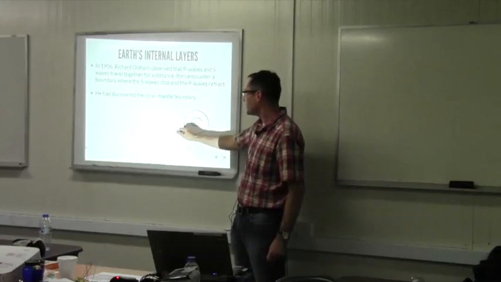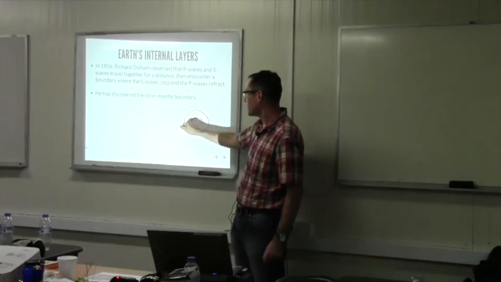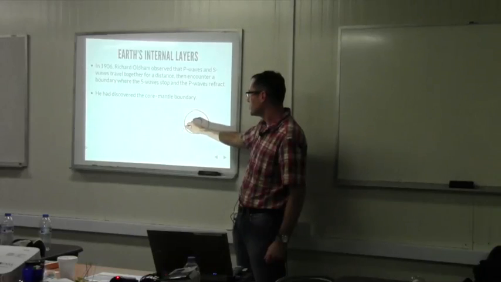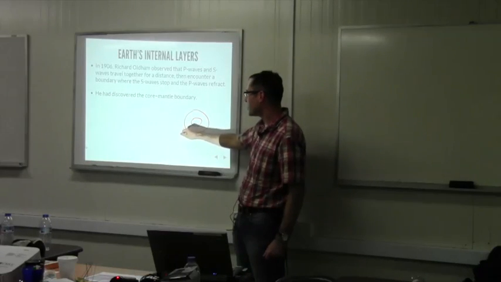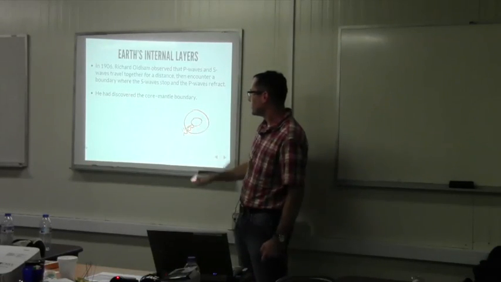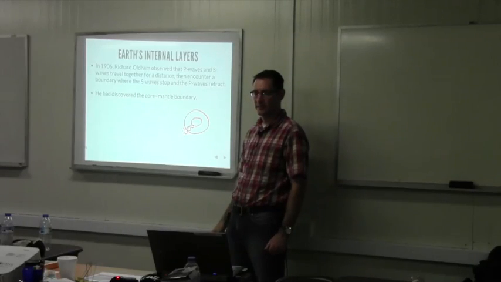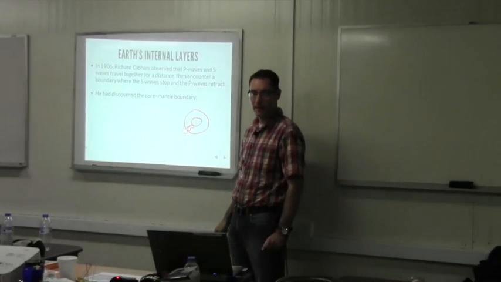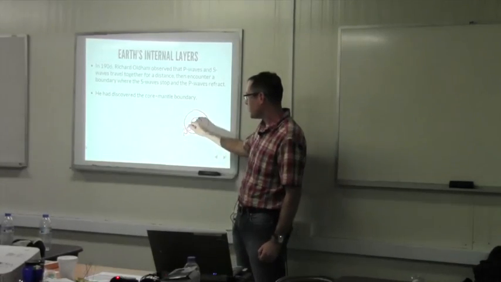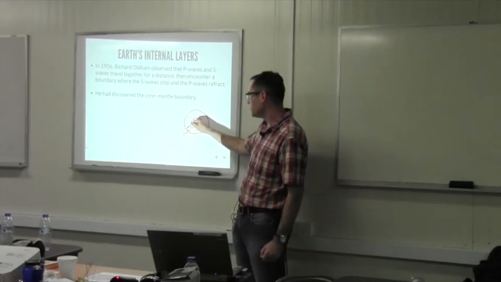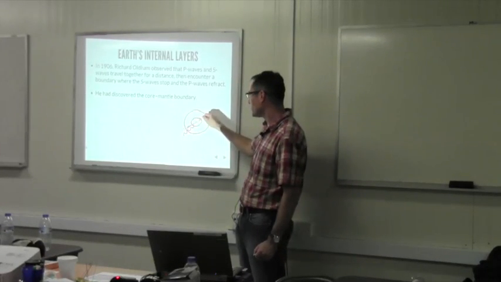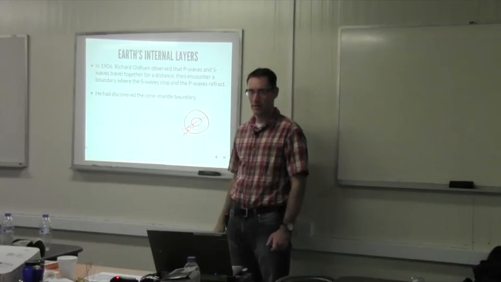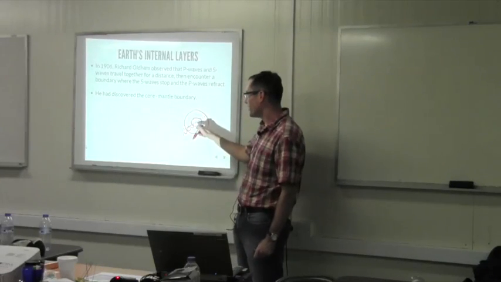The P waves come through. I'm going to draw them kind of like longitudinal waves. Okay? And there's some S waves also coming down here, transverse waves. And then the P waves go all the way over to this side, and no more S waves. What does that tell you about this stuff in here?